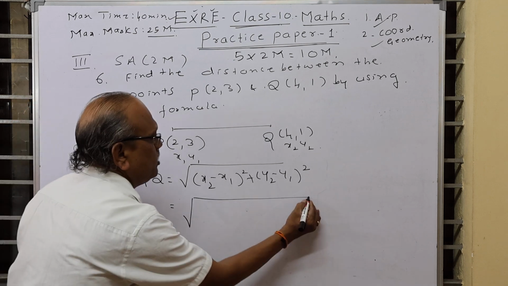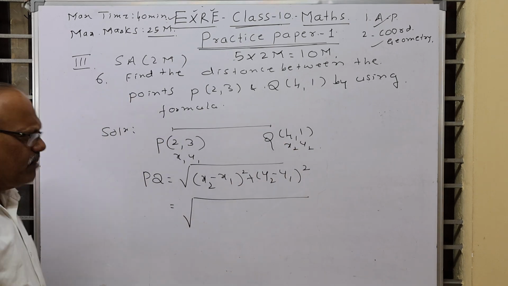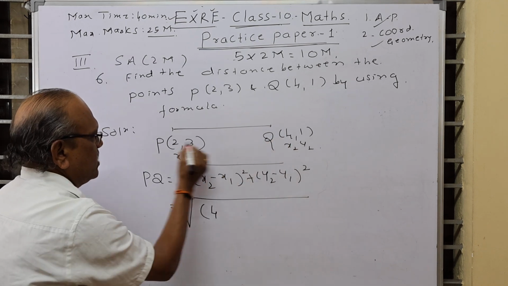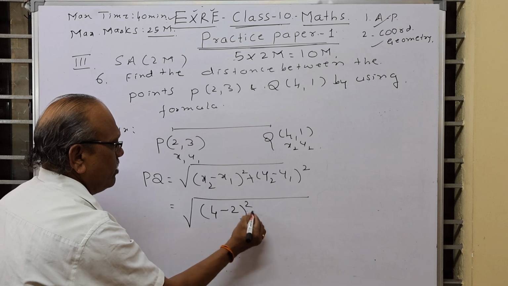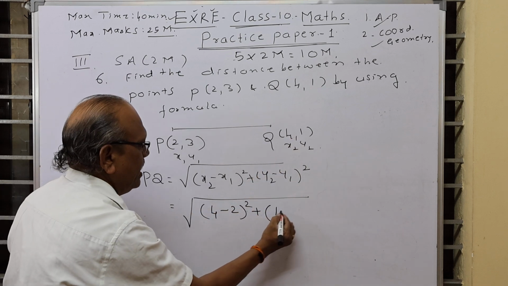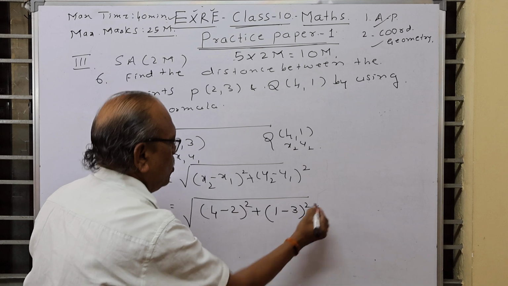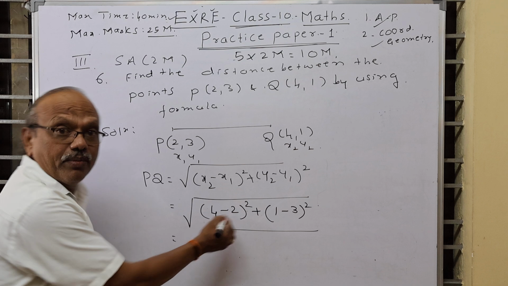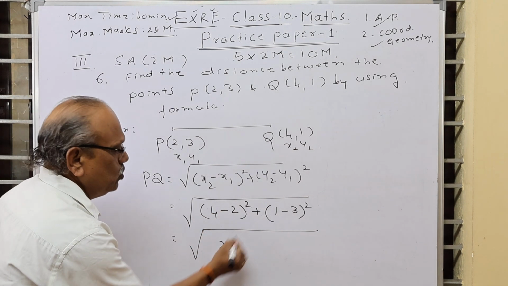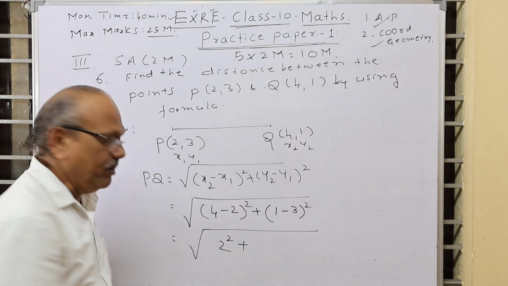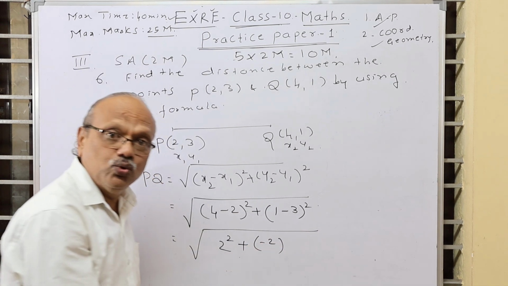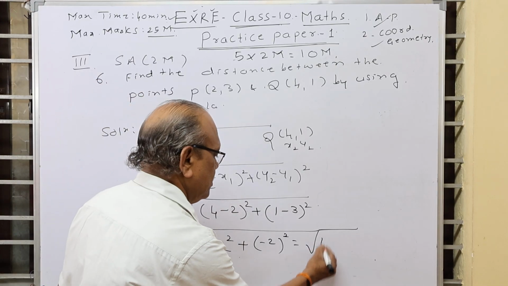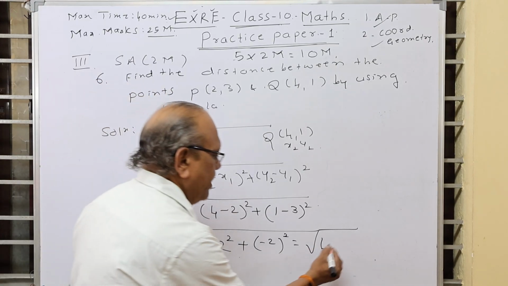Then carefully substitute. There are no negative signs, no problem, very simple problem. x2 is 4 minus x1 which is 2, whole square, plus y2 which is 1 minus 3, whole square. Now you can take the difference and square it. 4 minus 2 is 2, square, plus 1 minus 3 is minus 2, square. What do you get here? Root of 2 square is 4, plus minus 2 square.